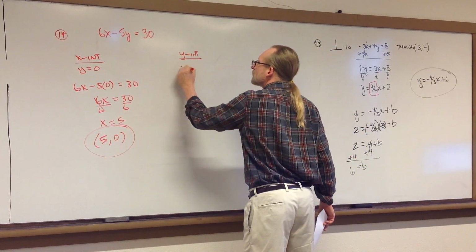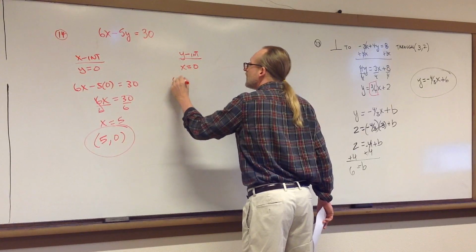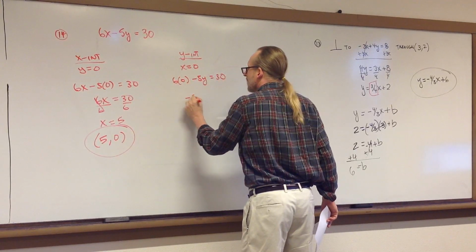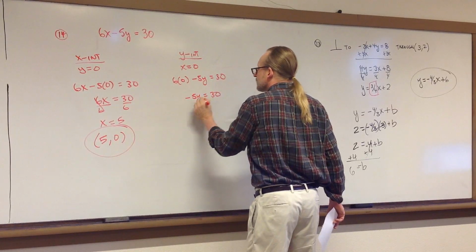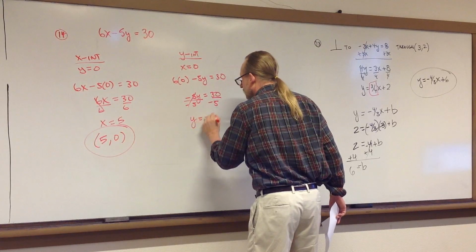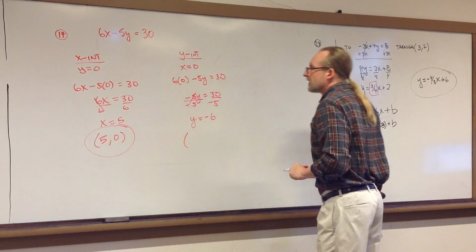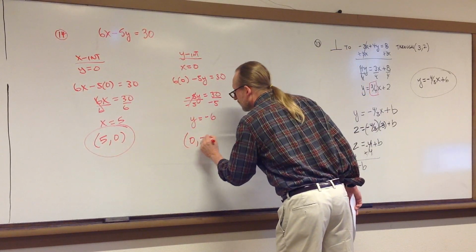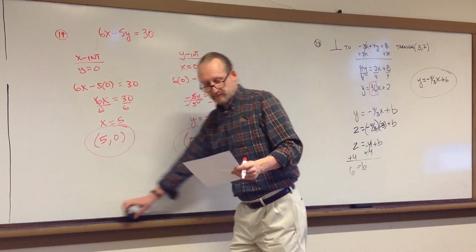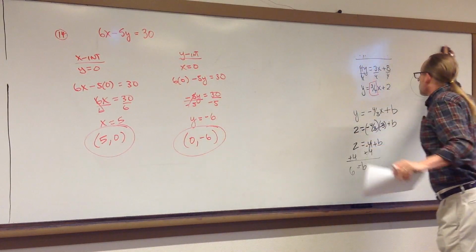Y-intercept is where x is 0. So we'll put in a 0 for the x. -5y equals 30. Divide on both sides by -5. And it turns out that y is -6. And so the y-intercept is the point (0, -6).